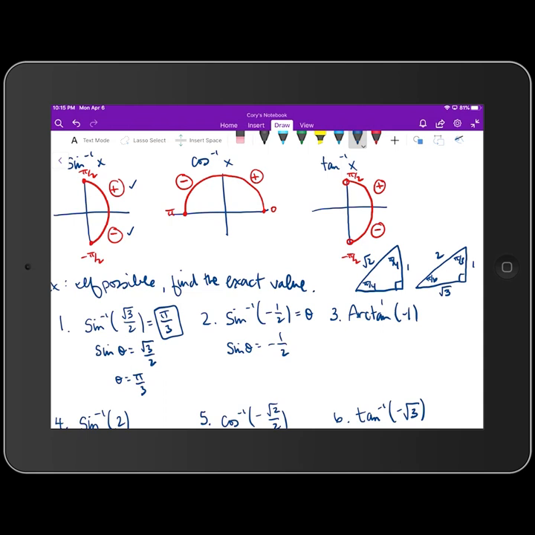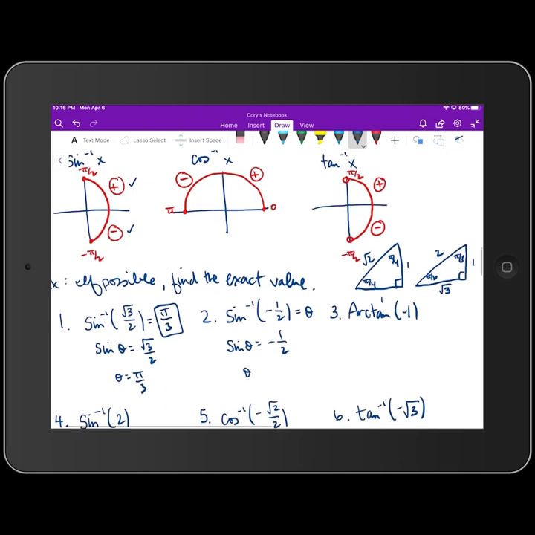But we have to be careful here, because the outputs for inverse sine have to be between the angles of negative pi over 2 and pi over 2. So I can't write the angle in quadrant 4 with reference angle pi over 6 as 11 pi over 6. What I have to do instead is write that angle as negative pi over 6.